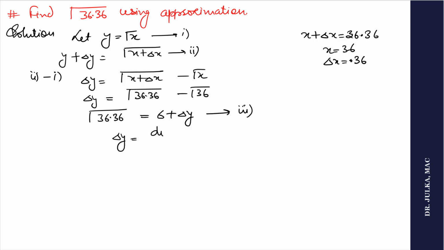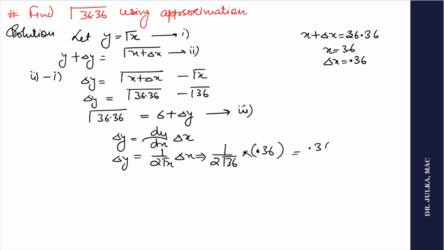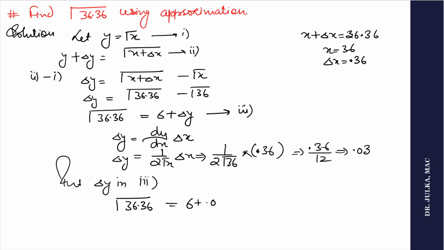Now delta y equals dy by dx into delta x. y is given as root x, so derivative of y with respect to x is 1 upon 2 root x. Now put the value of x and delta x. x is 36 and delta x is 0.36. When we calculate, we'll get 0.36 divided by 12, which equals 0.03. Put the value of delta y in third and we will get root 36.36 equals 6 plus 0.03. So the square root of 36.36 is 6.03.